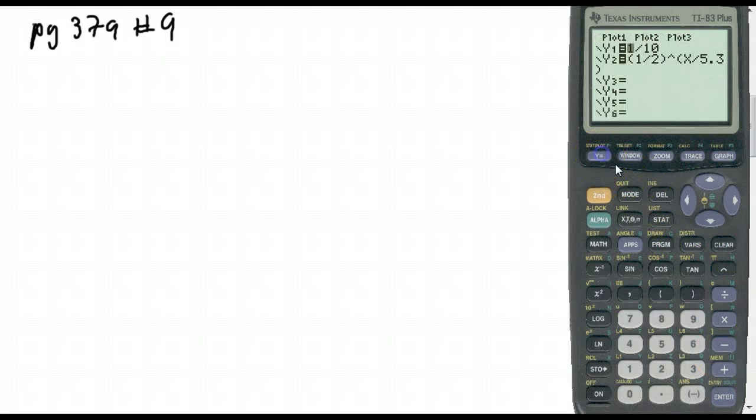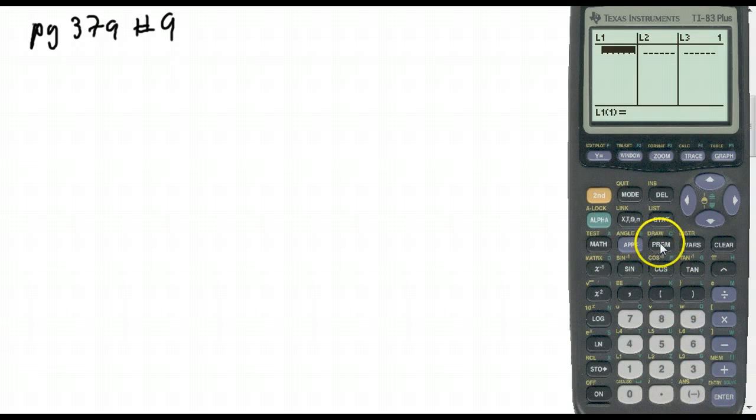To clear my lists out, I'm going to go to y equals. I'm going to clear out everything that I've got in there. And we go to stat. Number 1 is edit. And we're entering the time in years, which is 0, 1, 2, 3, 4, 5.